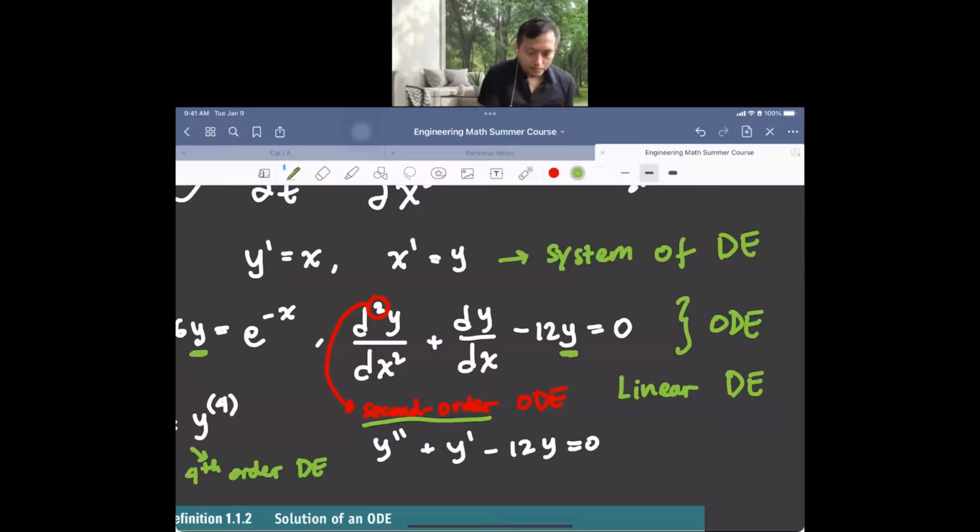So if we have, for example, y prime squared, this becomes non-linear. This is non-linear. I'm not sure whether we will solve the non-linear ones in our course this summer, but for sure, the linear one is a must. It's very, very basic. But I think for non-linear, we will solve some parts, that is easy.